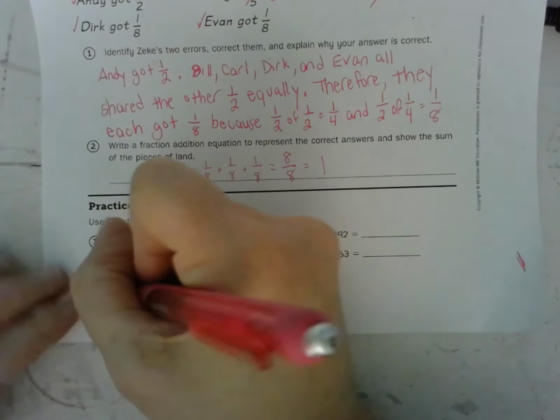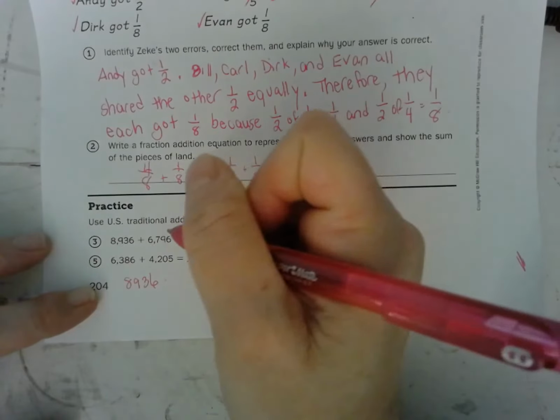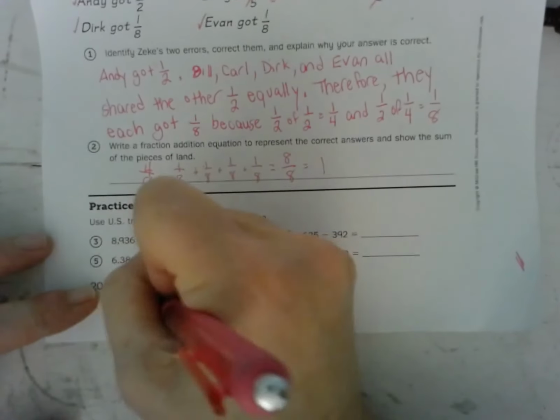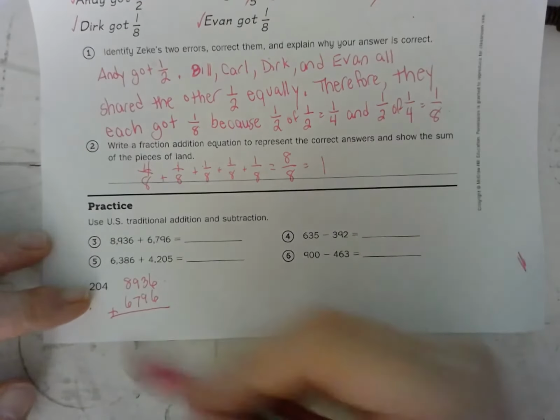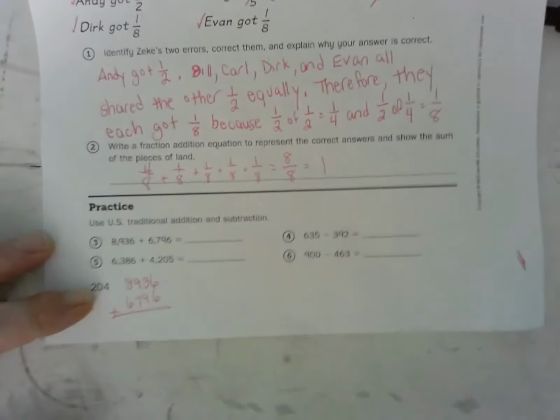So I'm going to rewrite this: 8,936 plus 6,796. Now I'm going to start with my ones, because that's how we do the U.S. traditional addition. We start with our ones. Oh, I do have to focus it again.